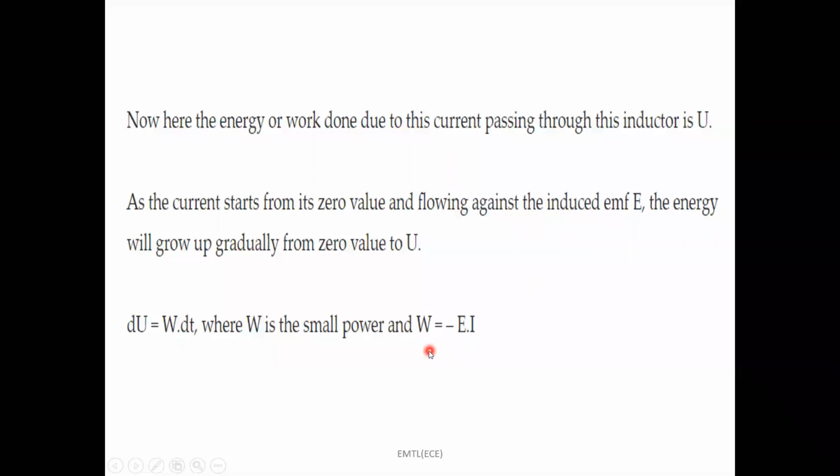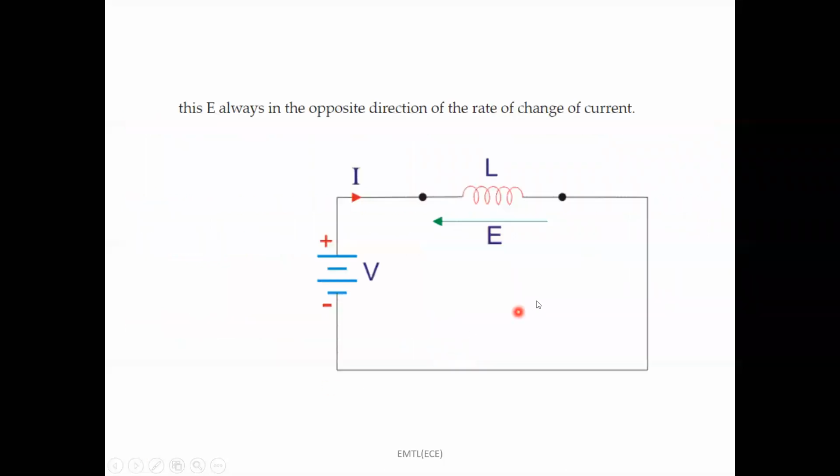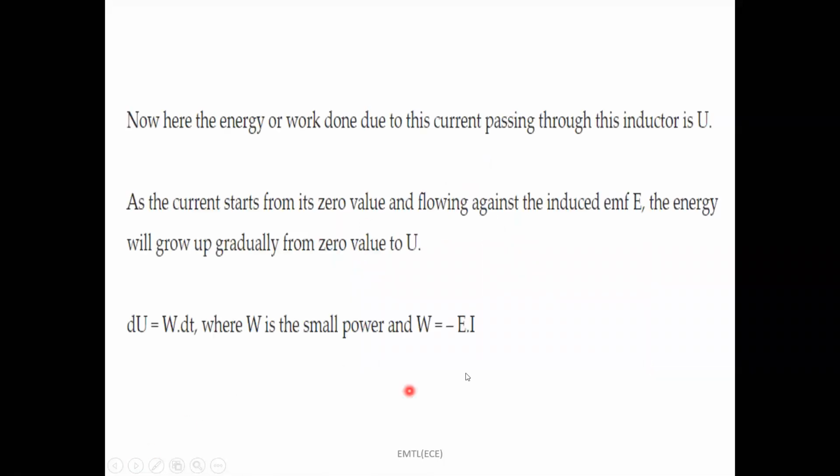So actually power is expressed as voltage into current. Here E is an induced EMF. Induced EMF is nothing but voltage. Why are we using a negative sign here? When you observe the circuit, this induced EMF moves against the current direction, so in the opposite direction. That's why the power is equal to minus EI.